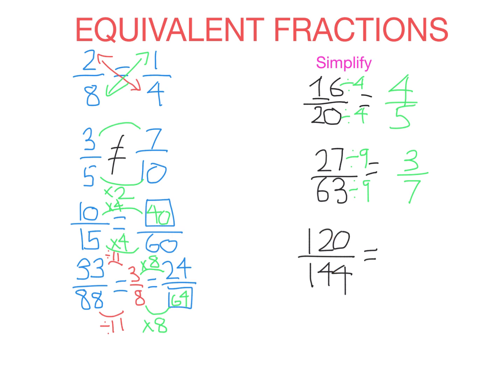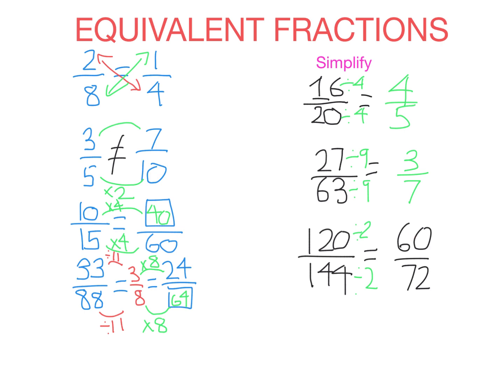You divide them by the highest common factor, but if you have something like this and you don't know easily what the highest common factor of these two numbers is, pick any common factor and keep simplifying. So it might not be obvious what is the highest number that goes into 120 as well as 144. So let's just pick any number that goes into them. Well, they're both even, so I could divide top and bottom by 2. So 120 divided by 2 is 60, 144 divided by 2 is 72.